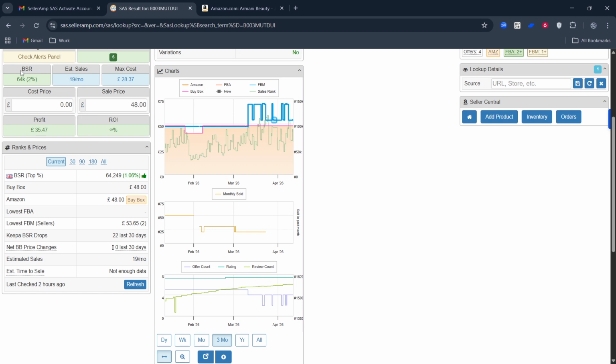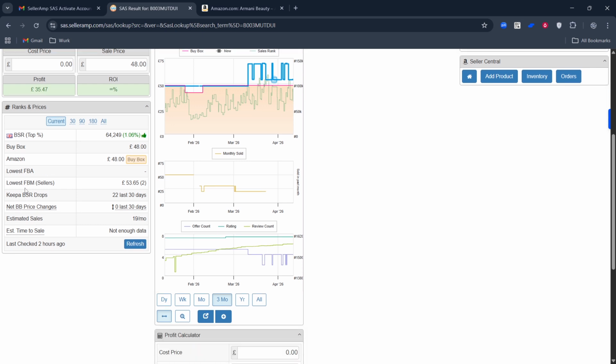Move to ranks and prices to understand sales data. BSR reveals demand. The buy box price tells you the most common selling price. Estimated monthly sales give you a volume snapshot, and price history shows stability or volatility over time. Low BSR combined with a stable price is a strong signal. High BSR paired with an unstable price suggests inconsistent demand and pressure on margins.